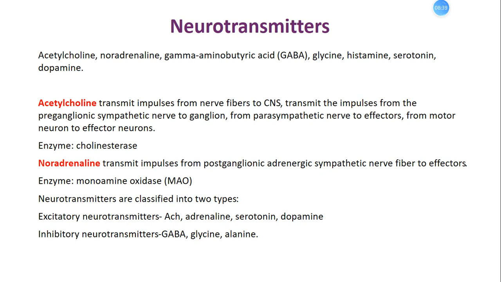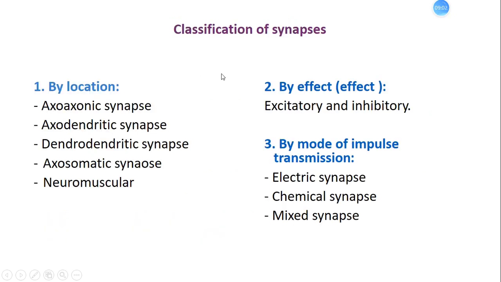And inhibitory neurotransmitters is, again, a chemical substance which inhibits the conduction of impulses from the presynaptic neuron to the postsynaptic neuron. And here we have some examples of excitatory neurotransmitters, and again, some examples of inhibitory neurotransmitters.